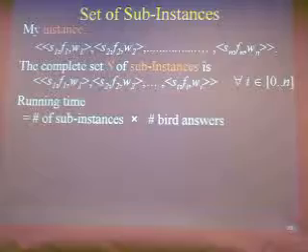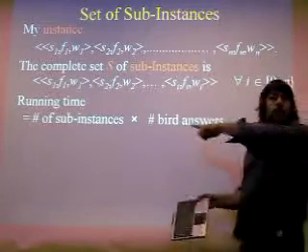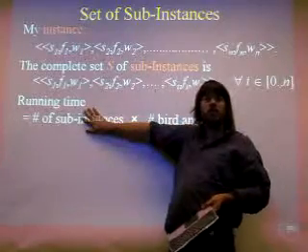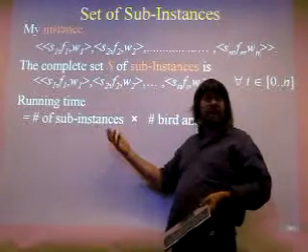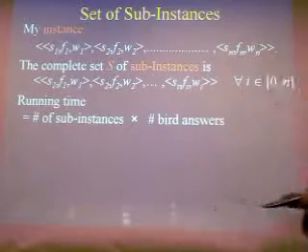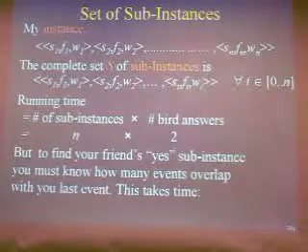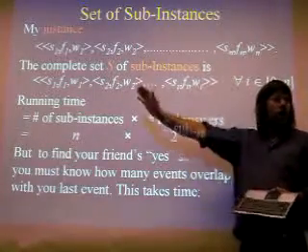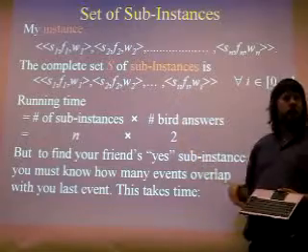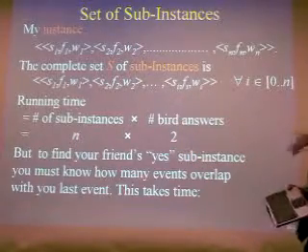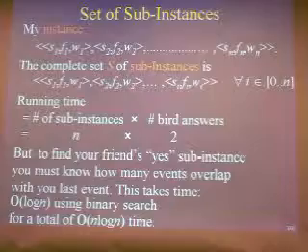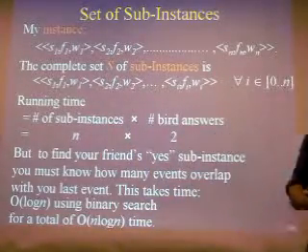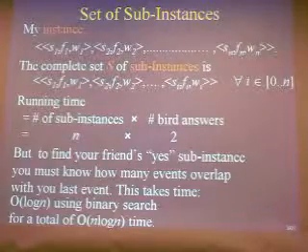Running time: the number of subinstances times the number of bird answers. Well, how many bird answers do we have? 2. How many subinstances do we have? N. Is this the running time? Usually it is. That's all I'm going to ask you for. But it's a little harder because for the yes instances, you have to know how far to back off, how much is going to overlap. And so there's a little trick there. You can do binary search, so at most it's going to take you an extra log n time. Everybody kind of good with that?